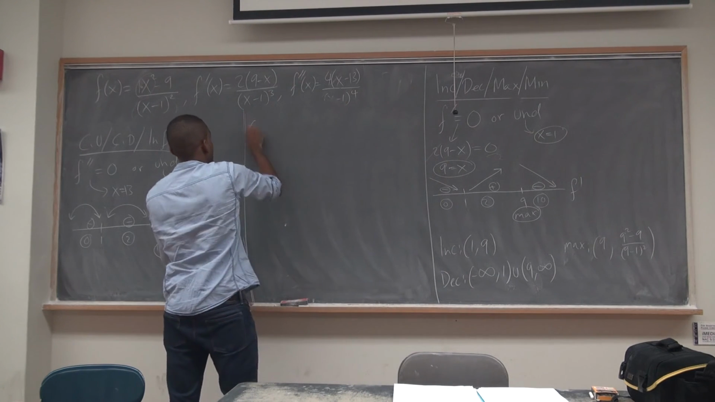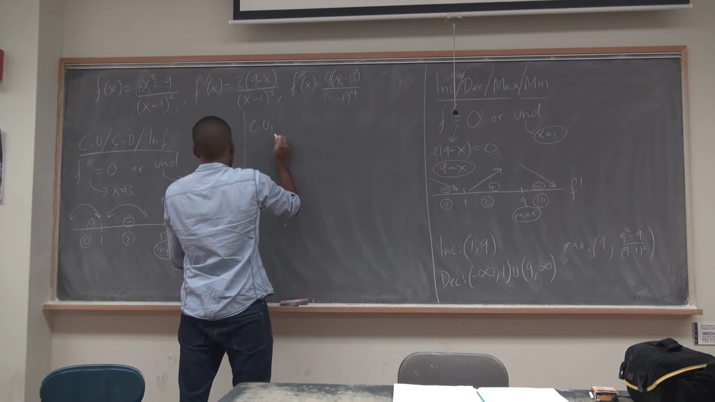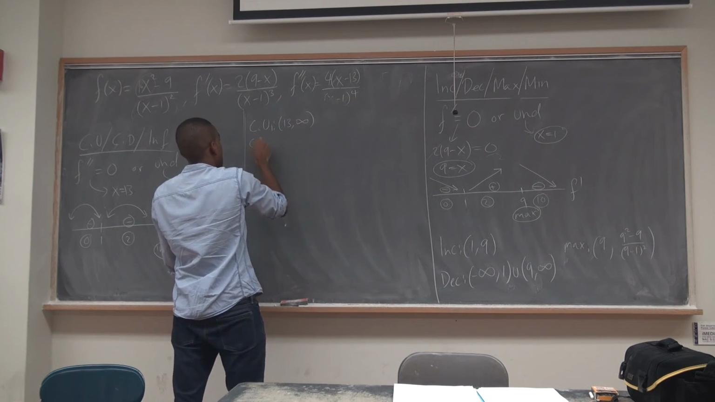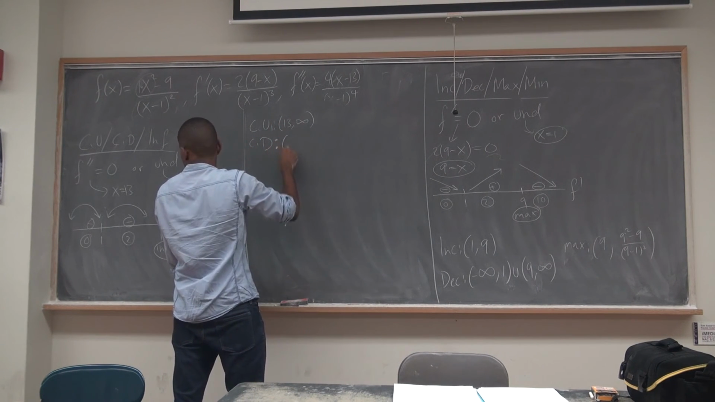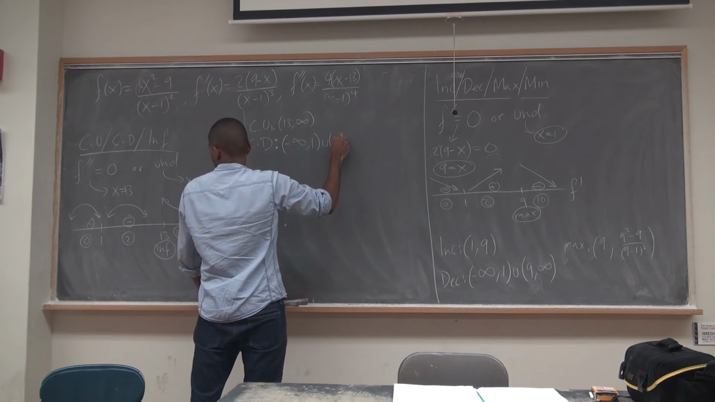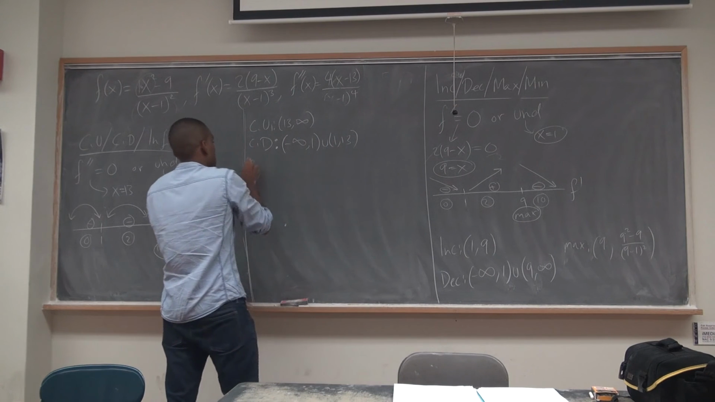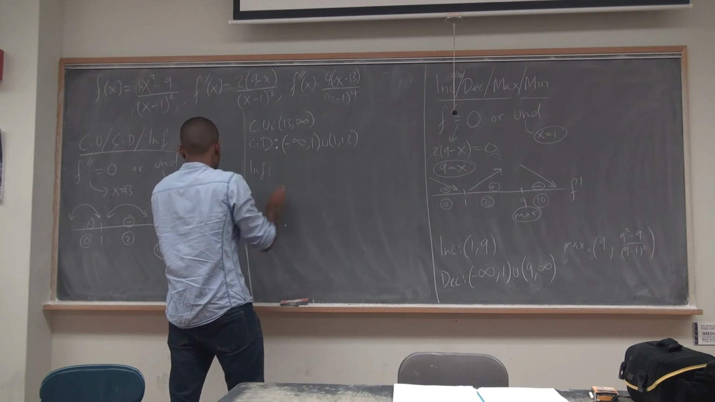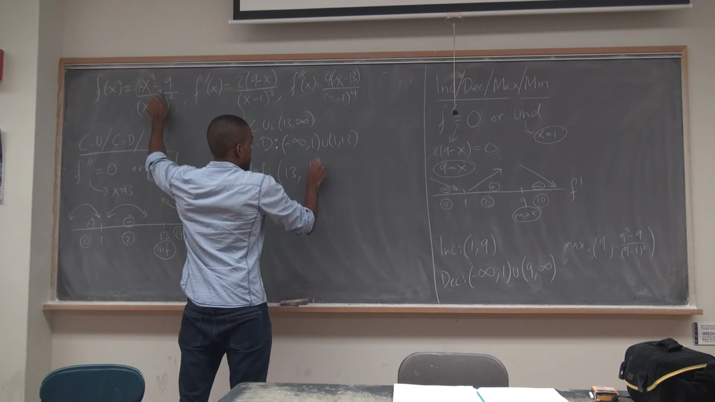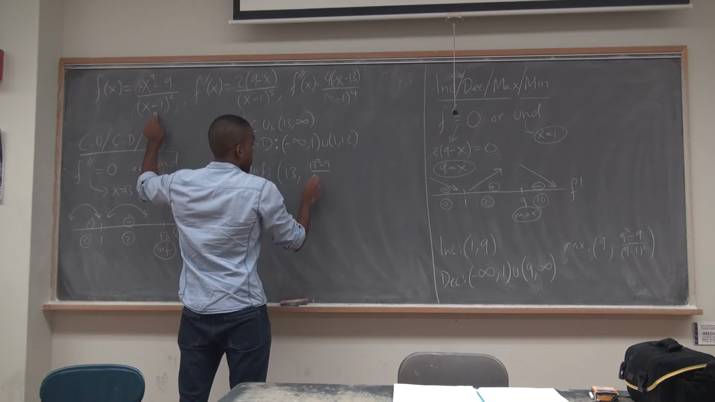So now I know I'm concave up on 13 to infinity, and concave down from negative infinity to 1, meaning 1, 2, 13. And my inflection will occur at 13, comma, 13 squared minus 9 over 13 minus 1 squared.